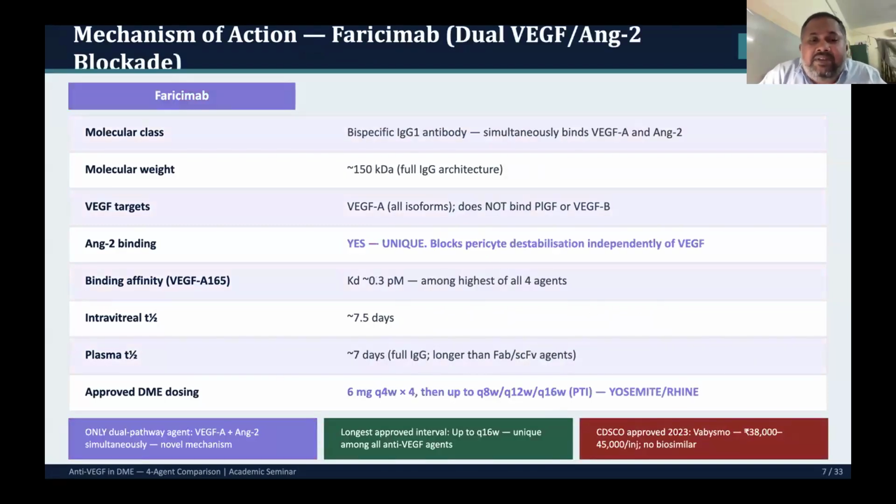Coming to faricimab, it's a bispecific IgG1 antibody which simultaneously binds VEGF-A and Ang-2. So it's unique, of course, because it blocks vascular destabilization independently of VEGF, and it's the only dual pathway agent. Since it binds both the VEGF-A and Ang-2 pathways simultaneously, it has the longest dosing interval, where we can achieve up to Q16 within the first year. In fact, about 50% or more patients can achieve this, which is the highest among all anti-VEGF agents.